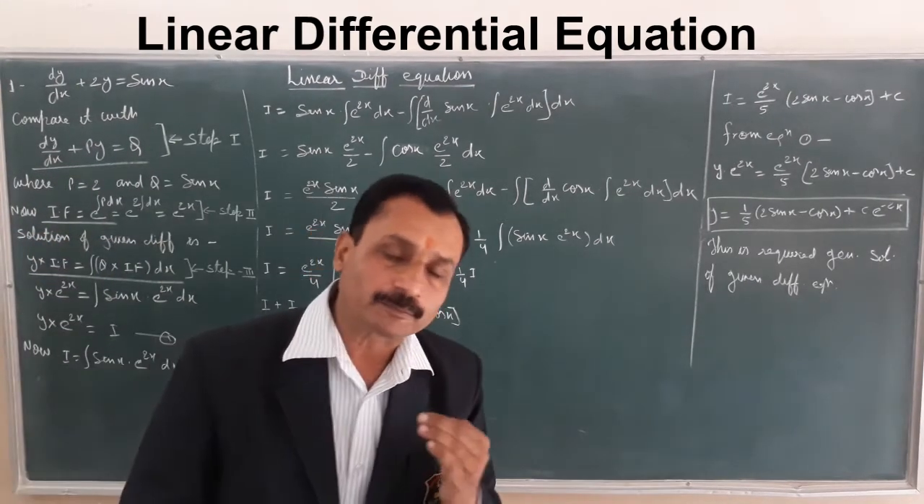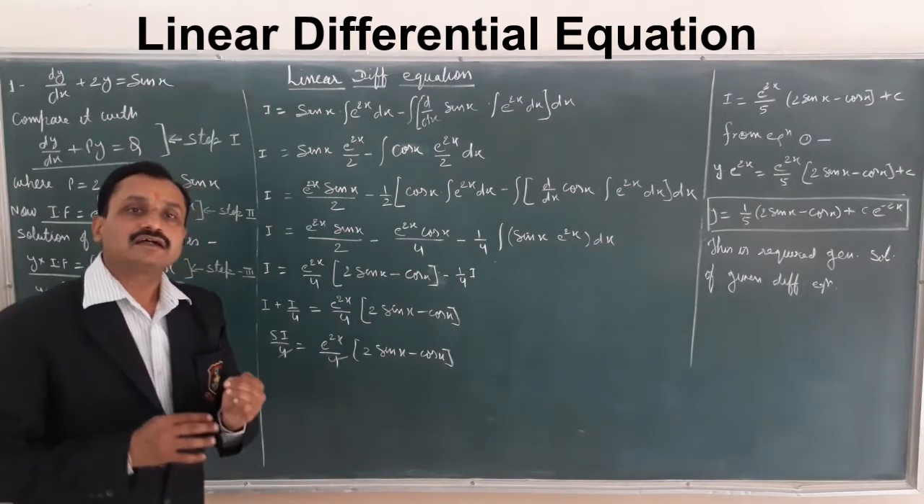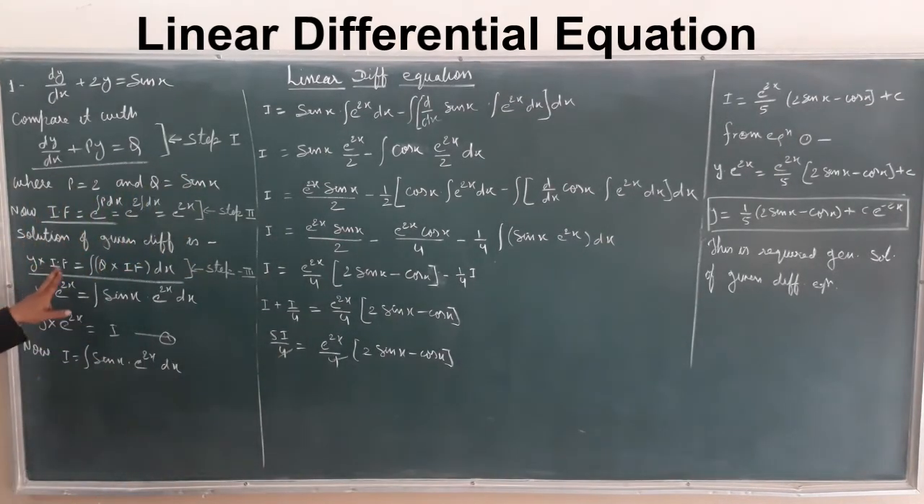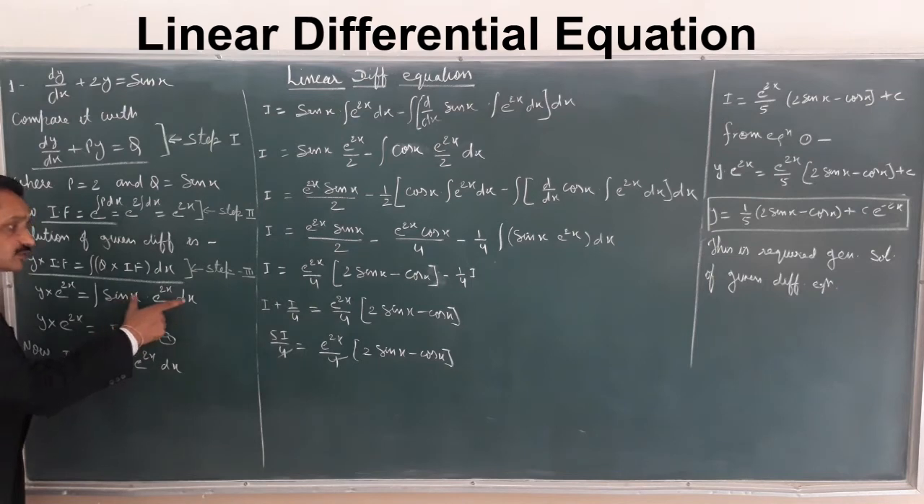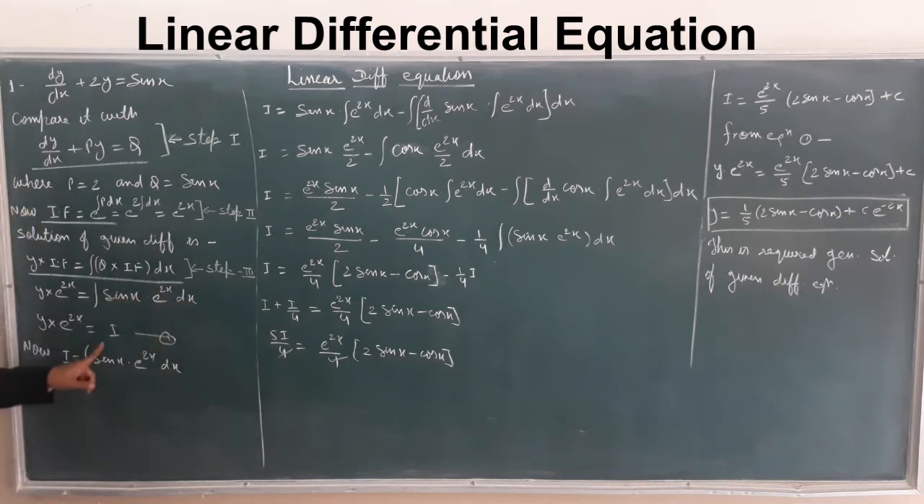Now the third step, we put all the values in the given formula. What is the formula? y times the integrating factor equals the integration of Q times the integrating factor dx. The integrating factor is e to the power 2x, so put that value. Q means sin x, so put sin x times the integrating factor, e to the power 2x, dx. Now y times e to the power 2x. Assume that the integral of sin x e to the power 2x dx is I. This is equation first.